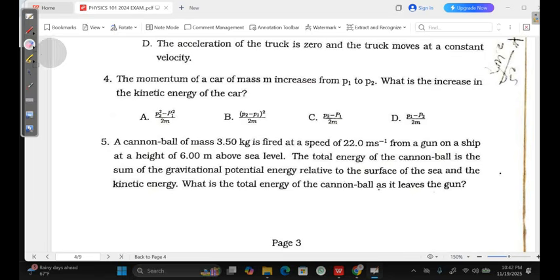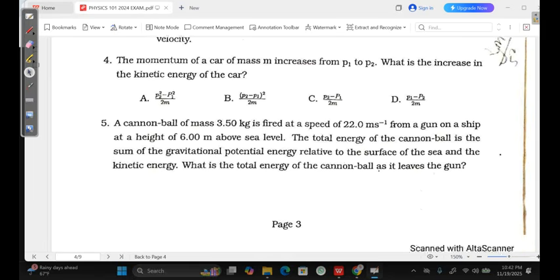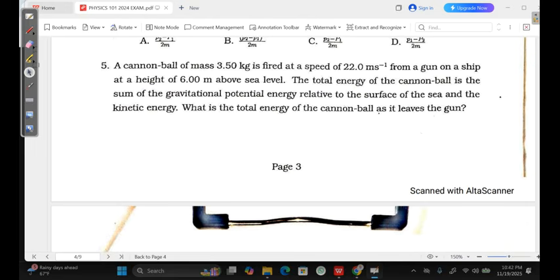Now let's talk about question 5. Question 5 is saying a cannonball of mass 3.5 kg is fired at a speed of 22.0 meters per second from a gun on a ship at a height of 6 meters above the sea level. The total energy of the cannonball is the sum of the gravitational potential energy relative to the surface of the sea and the kinetic energy. What is the total energy of the cannonball as it leaves the gun?